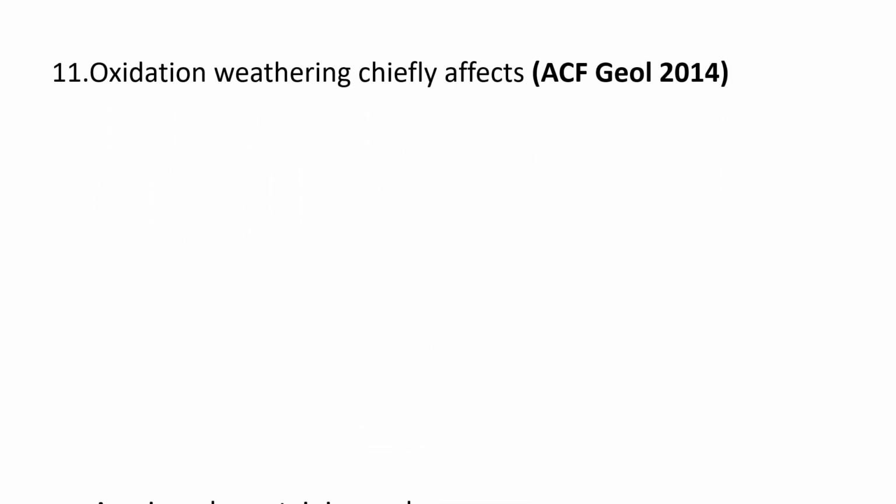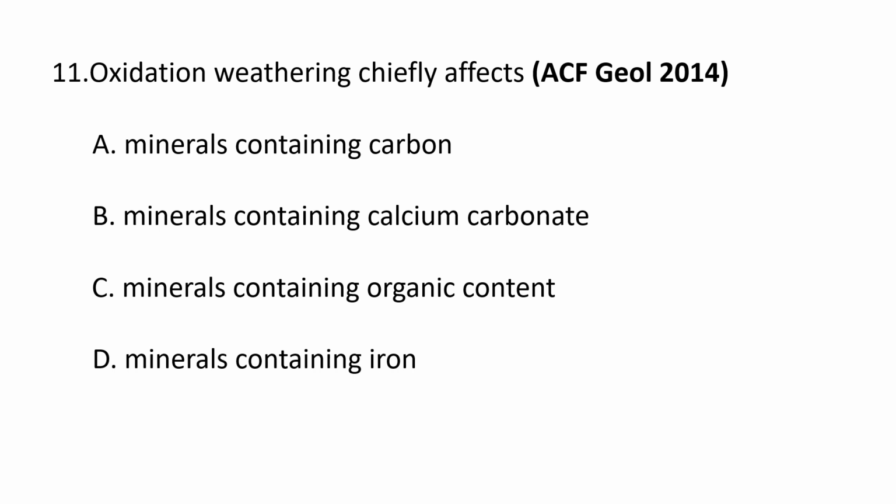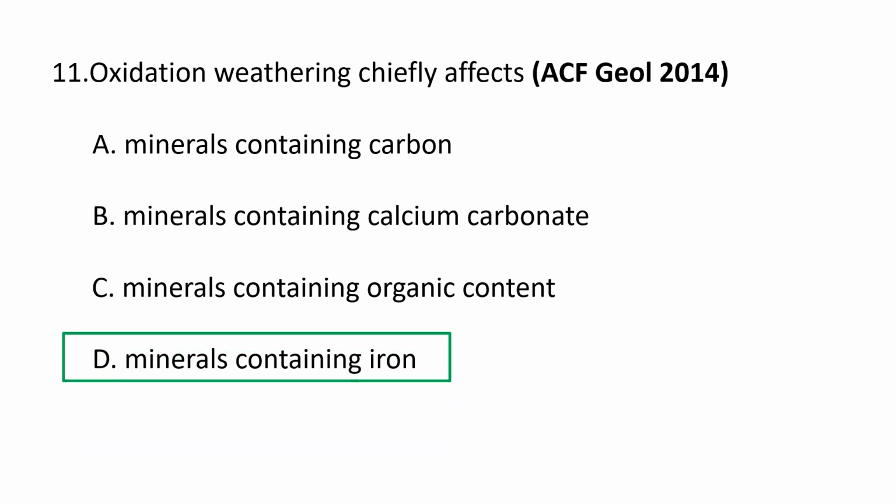Next question. Oxidation weathering chiefly affects A. Minerals containing carbon, B. Minerals containing calcium carbonate, C. Minerals containing organic content, D. Minerals containing iron. Oxidation weathering chiefly affects minerals containing iron. D is the correct answer.